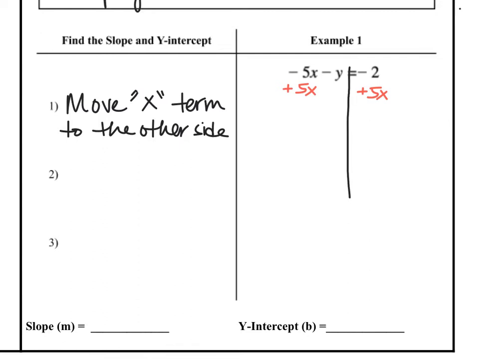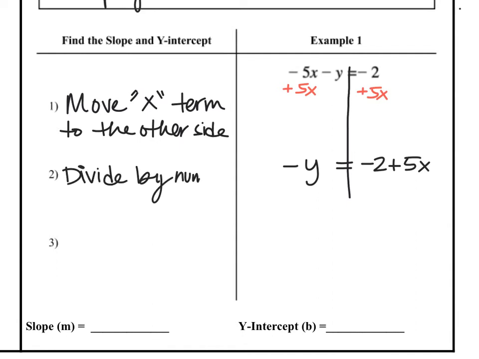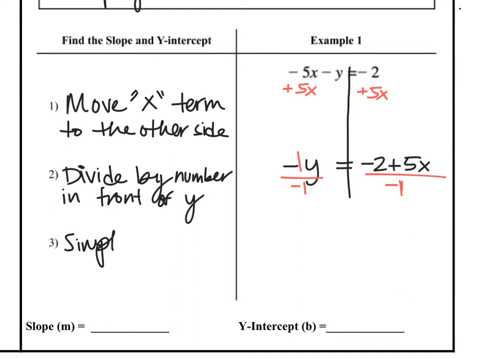I gave you a lot of space here. Okay, I'm going to write it way down here. Negative y equals negative 2 plus 5x. Then step 2 is to divide by the number in front of y. In front of y you have a negative 1, so you need to divide by negative 1 on both sides. Then we're going to make sure we simplify our fractions, and then write it in y equals mx plus b.